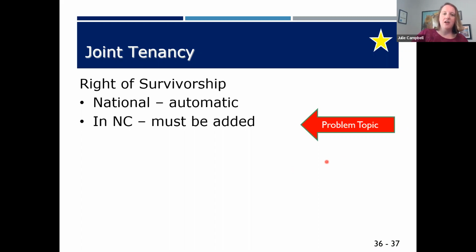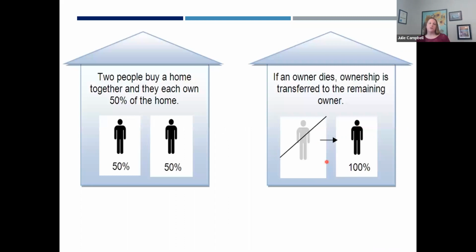So here's a picture of what right of survivorship looks like. You've got two people that own Joint Tenancy 50-50. One passes away. The other one is the last man standing, 100%. They now own it in severalty, don't they? They own 100%. How many owners do you have? Now you just have one. This is right of survivorship.